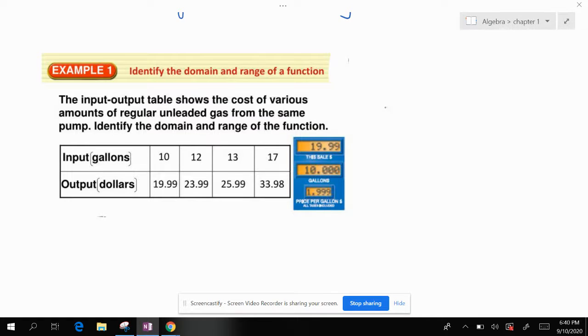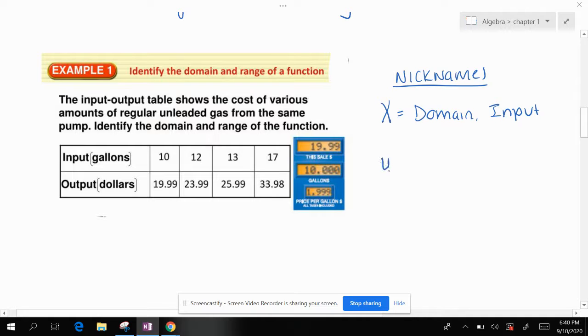So your domain, remember, X, write down all the nicknames. X is called domain, and what else is it called? Input. Y is called range and output. So right here where it says input gallons, that's my X value. And right here where it says output dollars, that's my Y value. Which makes sense, for as many gallons as I'm putting into my car, my output, the amount of money I'm spending, is going to change.